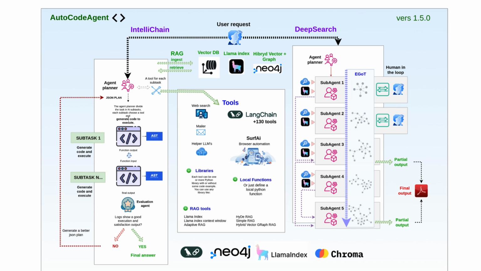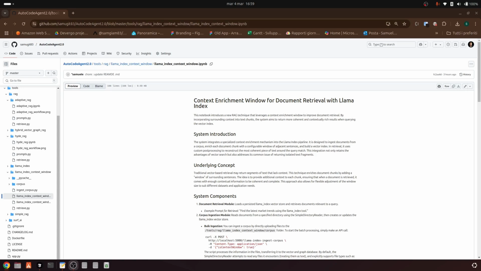Today we're thrilled to unveil version 1.50 of AutoCodeAgent. In this release, we're introducing three cutting-edge RAG techniques as powerful new tools to supercharge your data extraction, analysis, and synthesis workflows. We have expanded our arsenal with three innovative RAG techniques: Llama Index Context Window RAG.